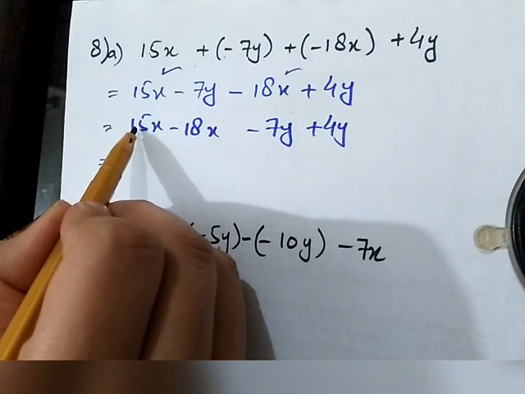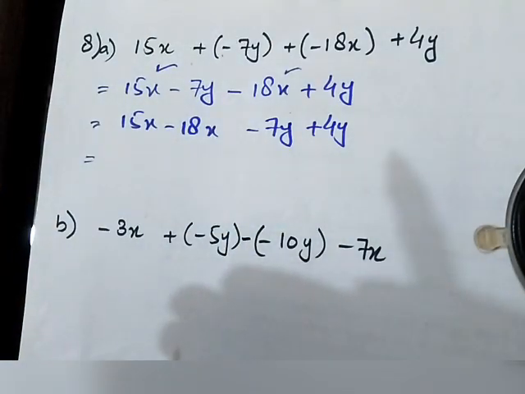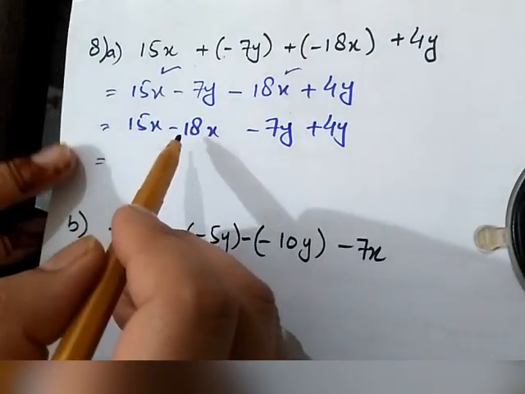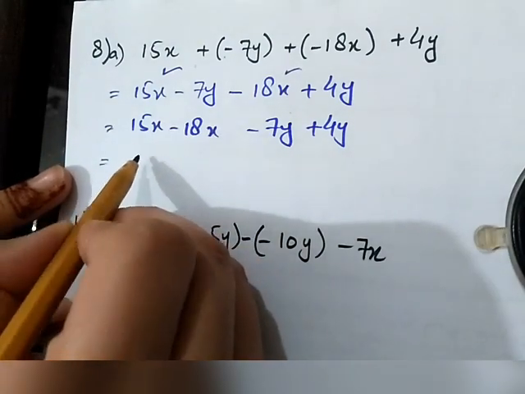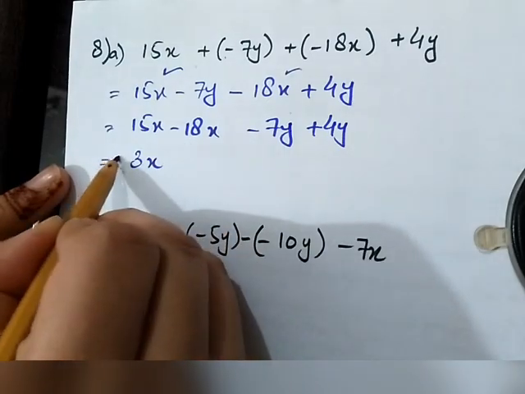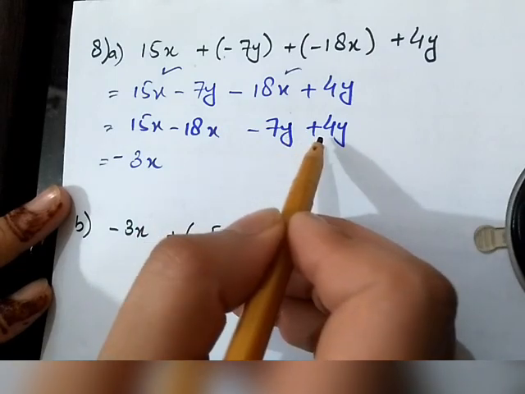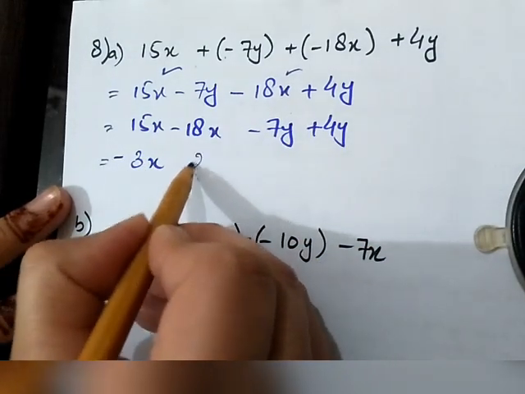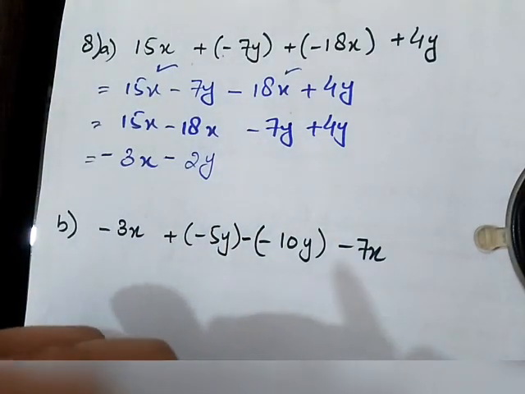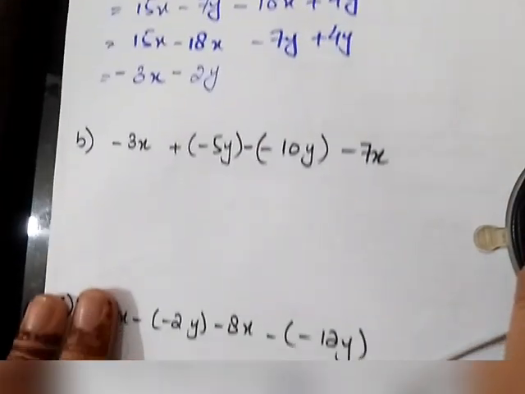Now we simplify it, plus 15 minus 18. Again you see that here 15 has a positive sign, 18 has a negative sign. So positive and negative terms are always subtracted. So 18 minus 15 is equal to 3x, and what will be the sign here? Minus, because the greater term has the minus sign. Then 7 minus 4, 3y, and put the sign of the greater term. So that's question 8 part A. Now we move towards part B.